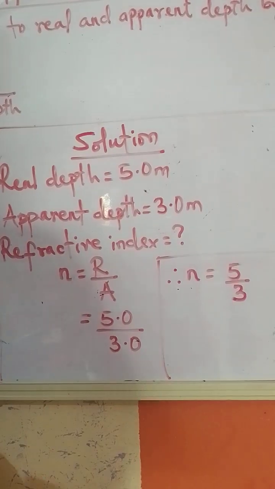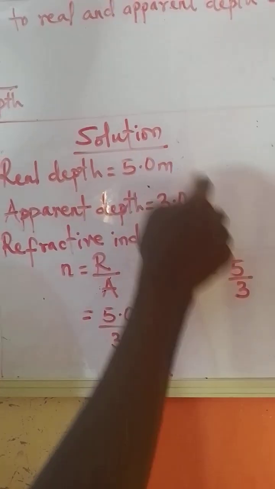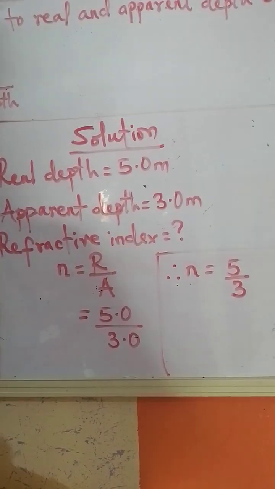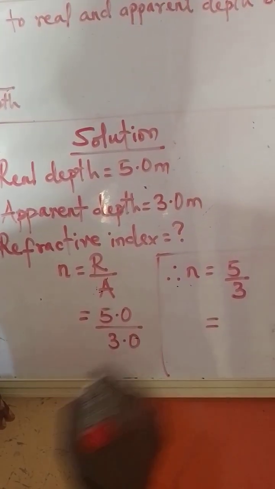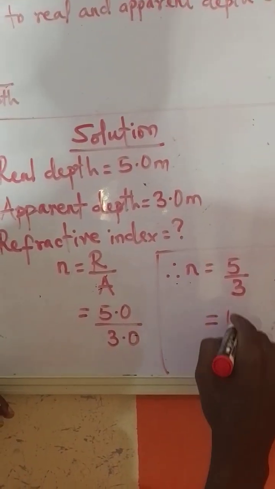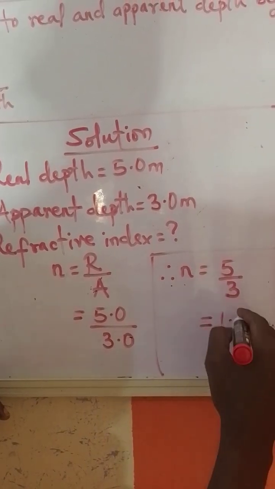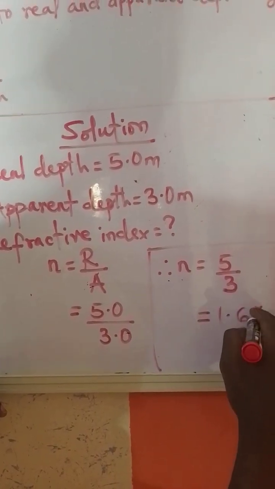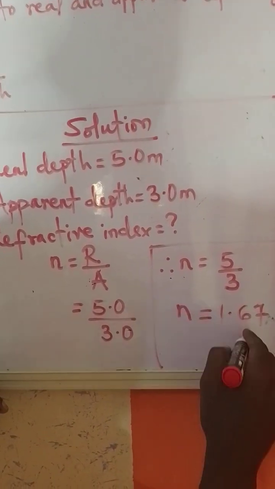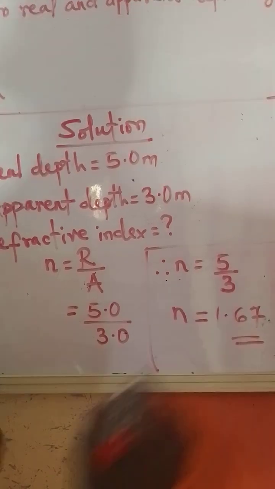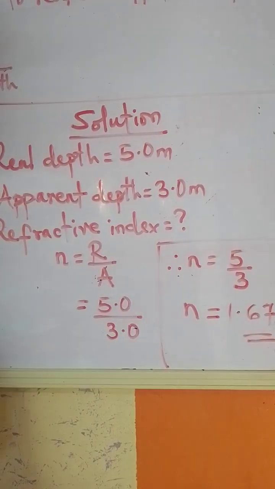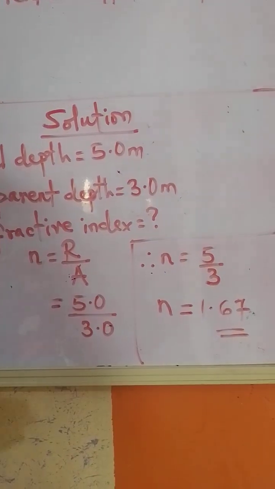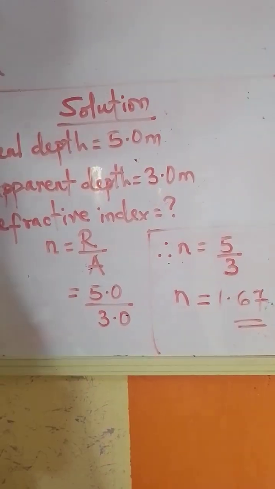It has no unit, because the unit of your real depth and your apparent depth will cancel out. And if you want to put this in decimal fraction, 5 over 3 should be around 1.67. So that is the refractive index of the material of the block from the question. Thank you, everyone.